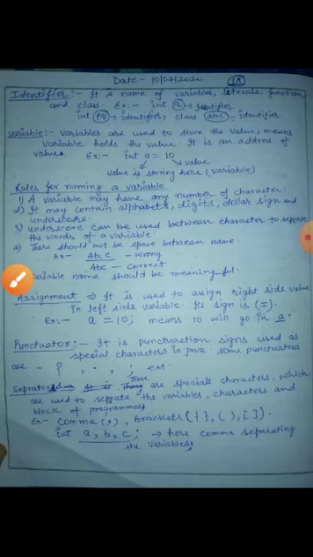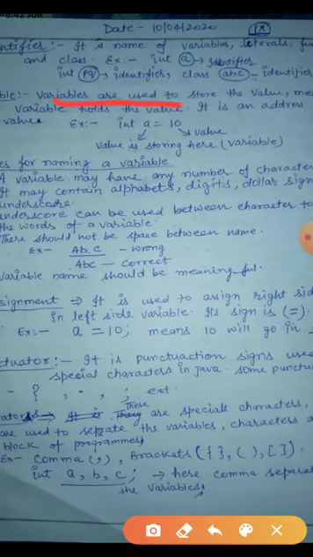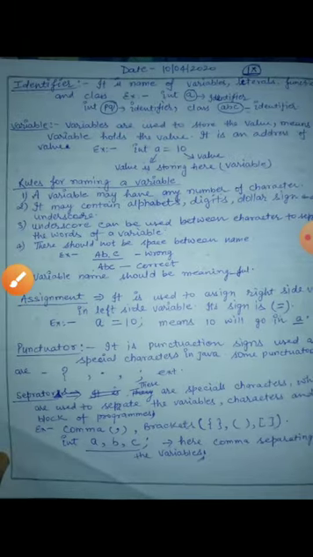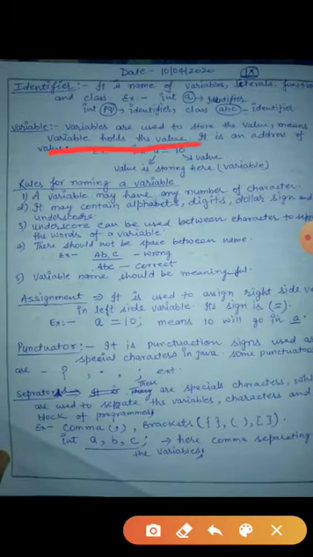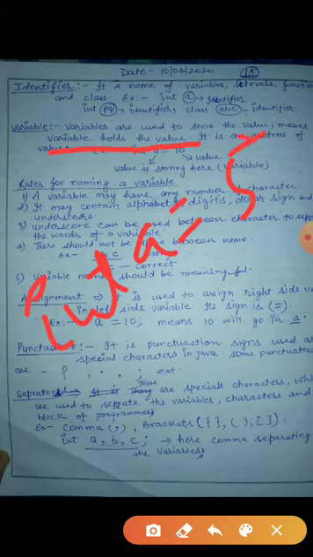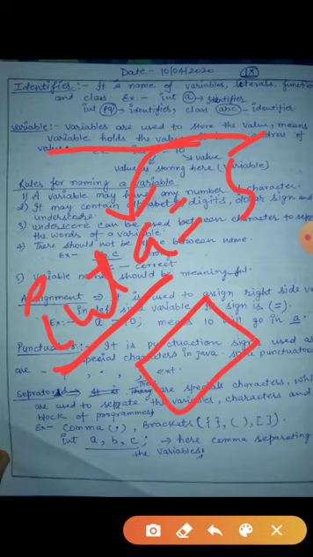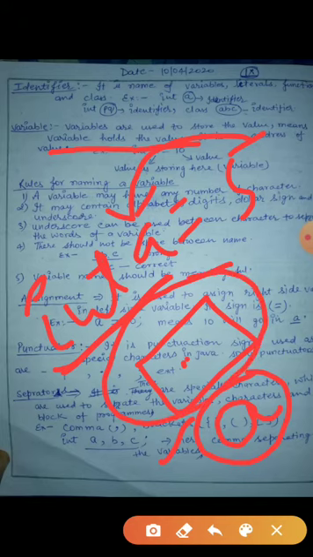Variables are what? Variables are used to store the values. Variables hold the value. Suppose when we write here int a equals 5, now this 5 will go in a. When we write int a, the computer allocates a memory. This memory is called a variable. Its name is a. So this name is the identifier, but the memory which is allocated by the computer is called the variable. So this memory will hold this 5.